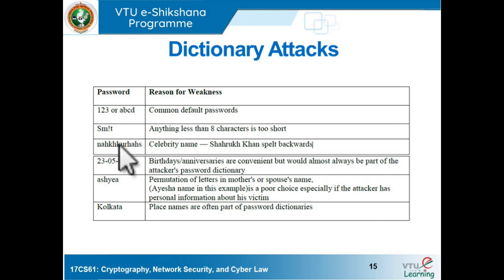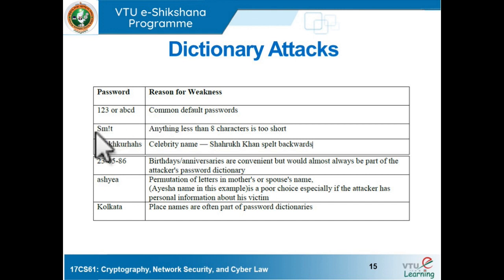Now let's look at this table. We have two columns in this table: the password, and along with that the reason why we say this particular password is weak. Over here we have password 123 or ABCD. Usually whenever an admin creates an account for us, he will set the password to be some string of numbers or letters. These are very common default passwords that are used by everybody. Such passwords are very weak in nature.